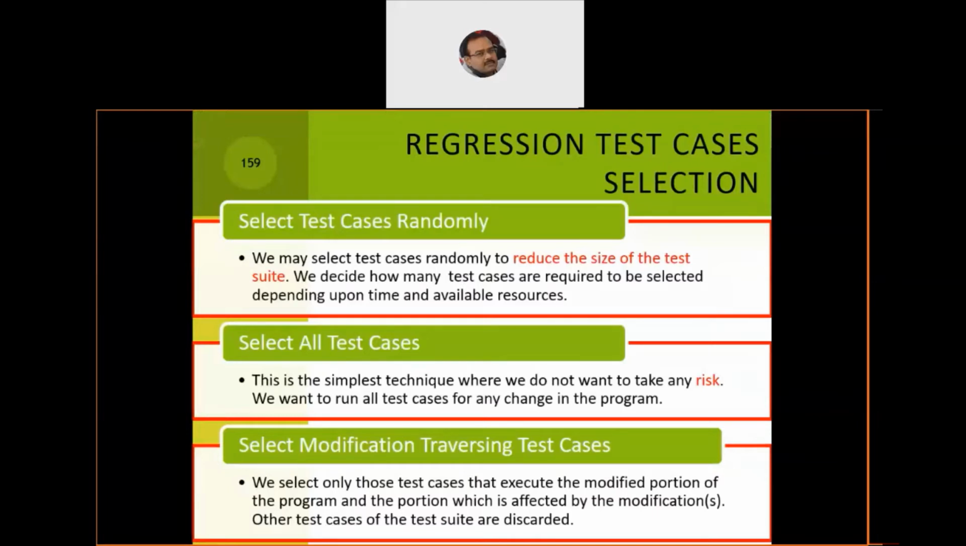Now there are three choices for us. Either we select all test cases, or we randomly select the test cases, or we select modification traversing test cases. If we randomly select the test cases, we may select them randomly to reduce the size of the test suite. The test suite is already a collection of test cases which are already available to you. You can randomly select one or many of them, and we decide on how many test cases are required depending on both the time as well as the available resources.